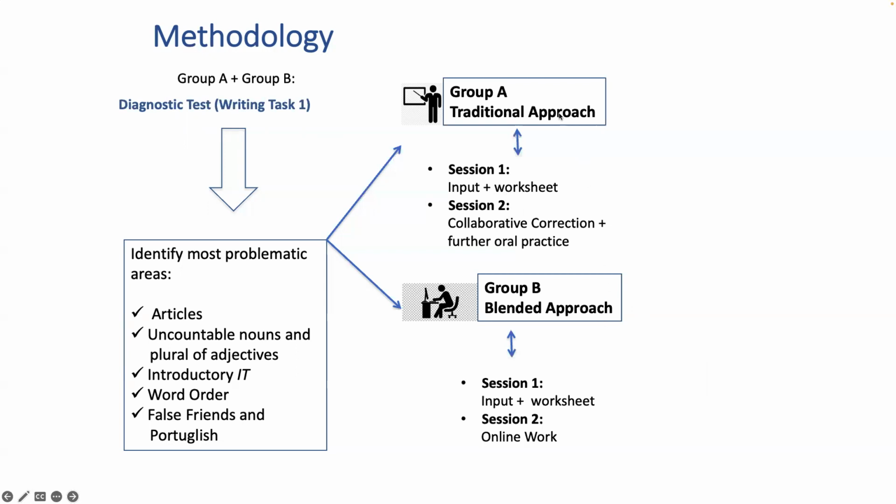Group A followed a traditional approach where the teacher would give closer feedback to students and do exercises in class, correct homework. This homework was corrected on the board. While Group B used a more blended approach. So the first session was the same. The teacher gave some feedback and input on the categories that had been identified, and the worksheets given to both classes were also the same.